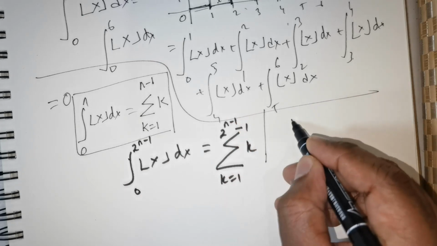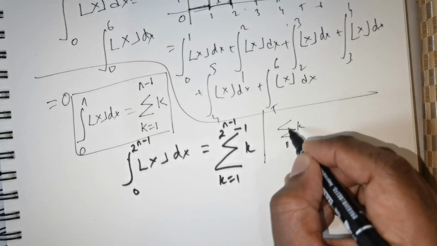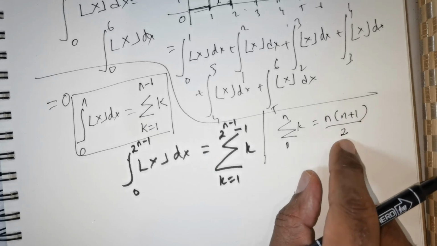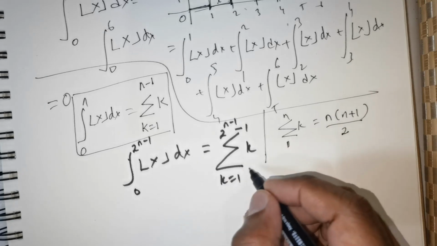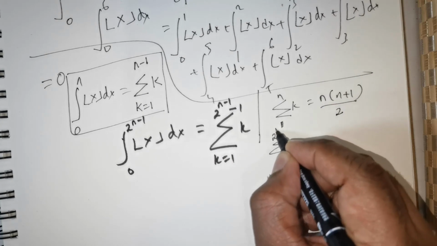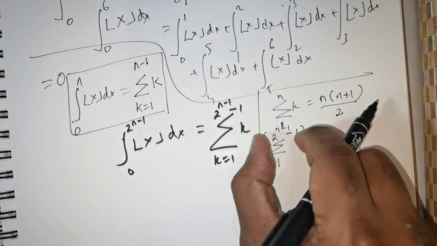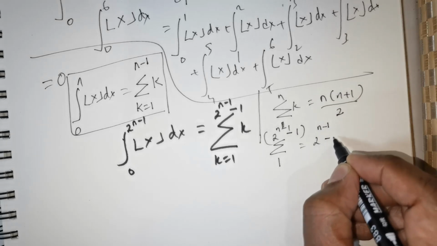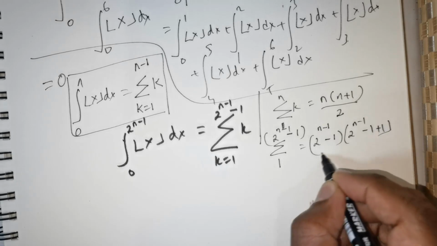So how am I going to evaluate this? I'm going to evaluate this by using this formula. If I were to sum k from 1 to n, the formula is going to be n times n plus 1 divided by 2, right? This is the most famous formula if you want to sum up the terms. Now, in this case, we have got terms from 1 to 2 raised to the power of n minus 1, minus 1. So we need to substitute this over here. So this is equal to 2 raised to the power of n minus 1, minus 1, times 2 raised to the power of n minus 1, minus 1, plus 1, divided by 2.